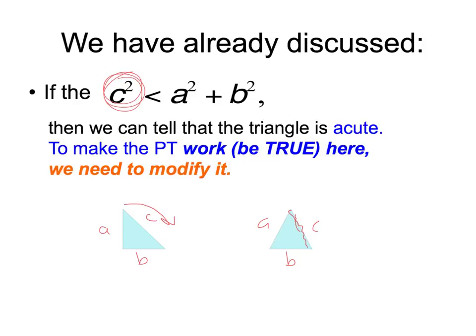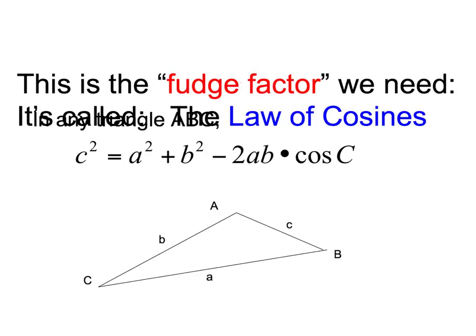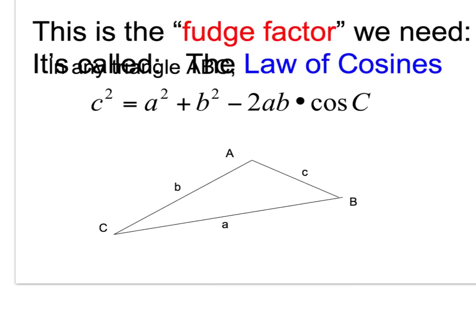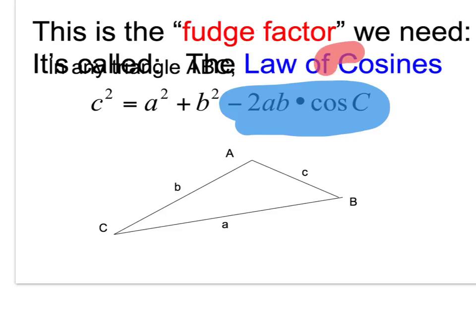We need to add something to it. And this extra fudge factor is what we need. It is called the law of cosines, and this is what I mean by that extra fudge factor. It is this piece right here. This is the part that actually makes this a squared plus b squared big enough or small enough that it matches the c squared. And notice, since it's called the law of cosines, it makes pretty good sense we'd expect to see a cosine in there somewhere.